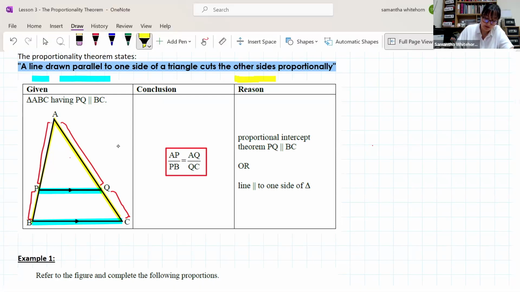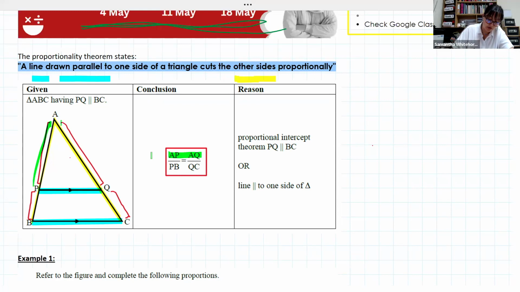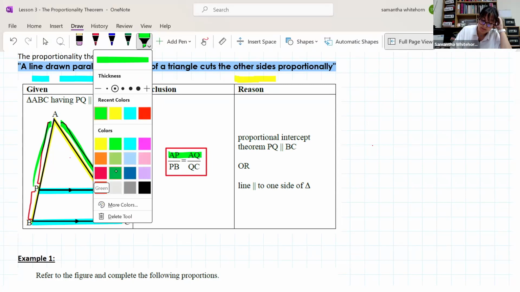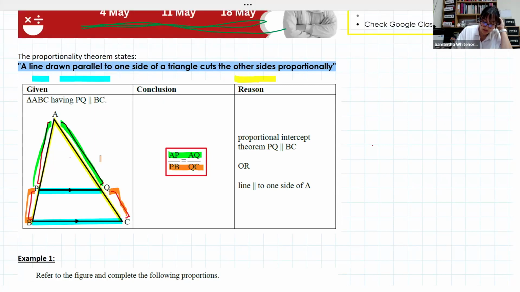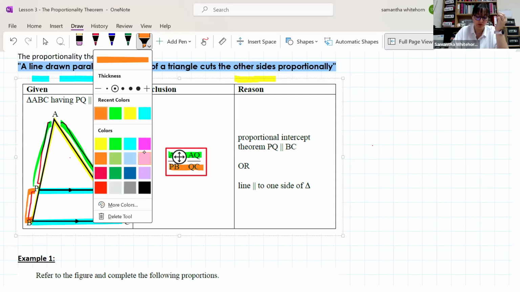So if you have a look, AP and AQ, those correspond with each other. They are both the top segments of my triangle, or the top segments of each side of my triangle that's been cut proportionally. If I then go and have a look at PB and QC, those are the bottom segments of my triangle. So they all correspond and correlate with each other. So again, if we have this line drawn parallel to one side of my triangle, I can now conclude that the sides are in proportion with each other. Now, obviously, this is geometry. Anytime we're dealing with geometry, we have to have a reason. There are two options.